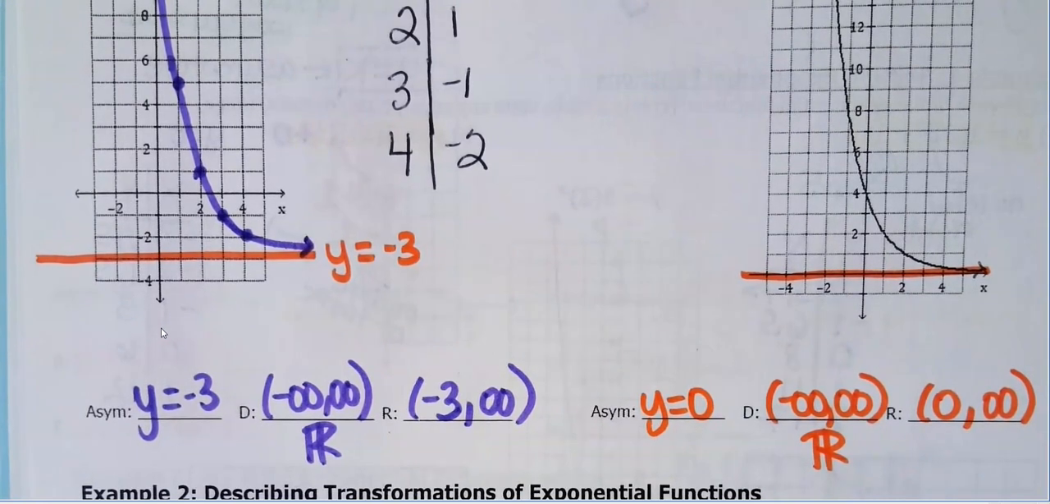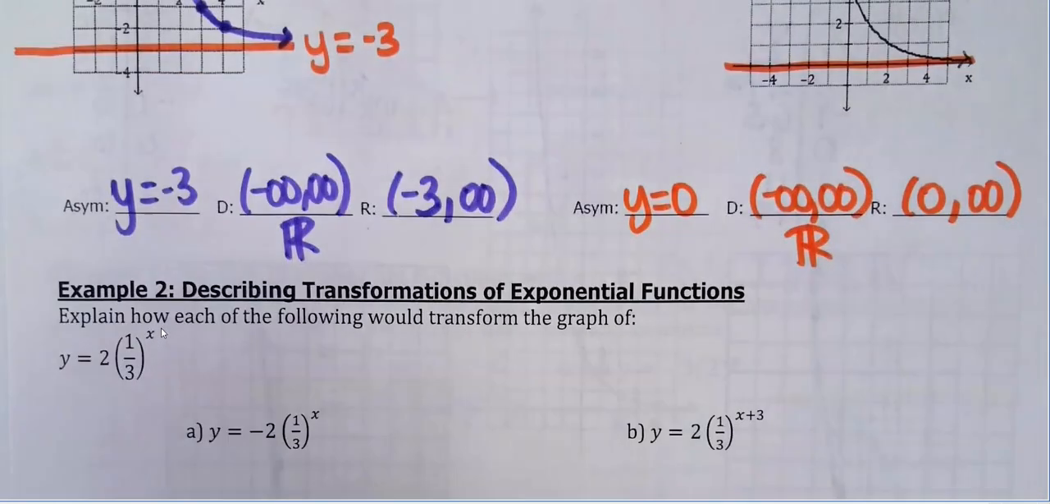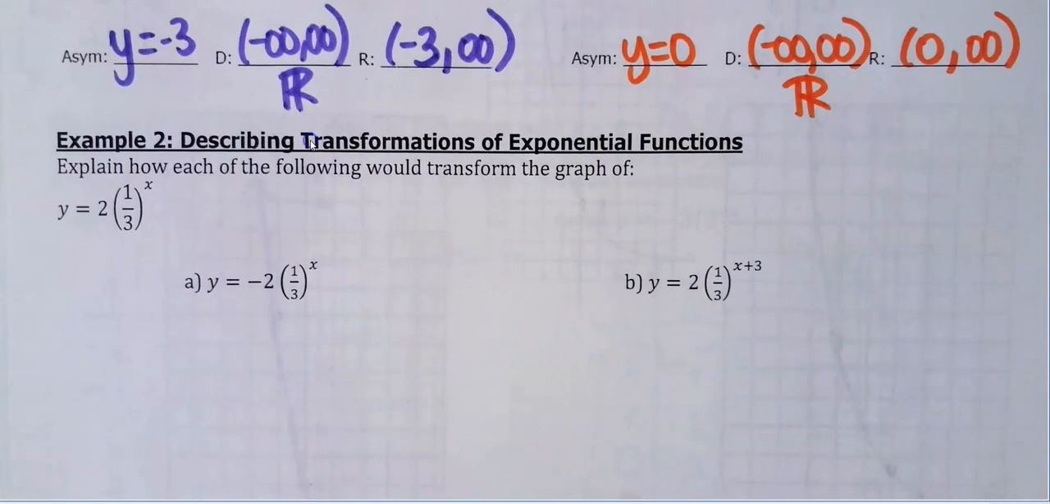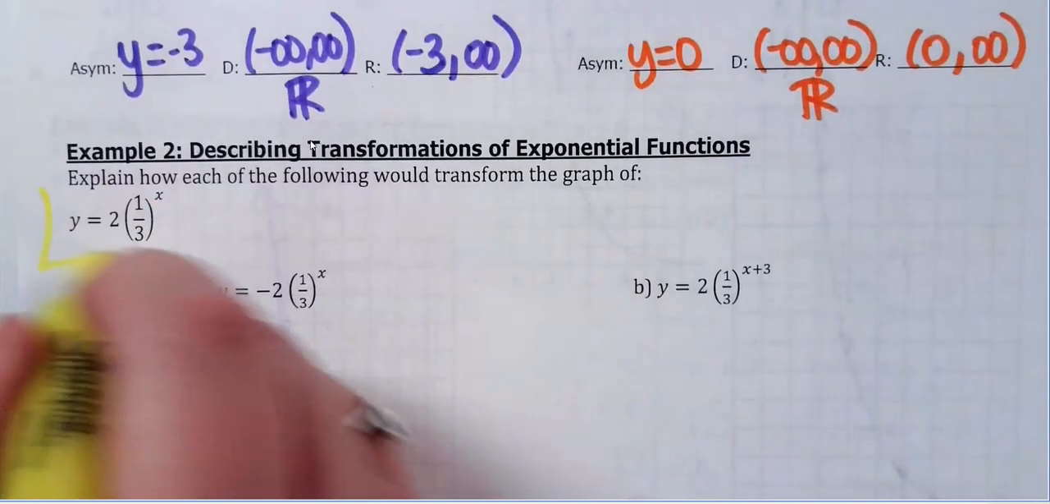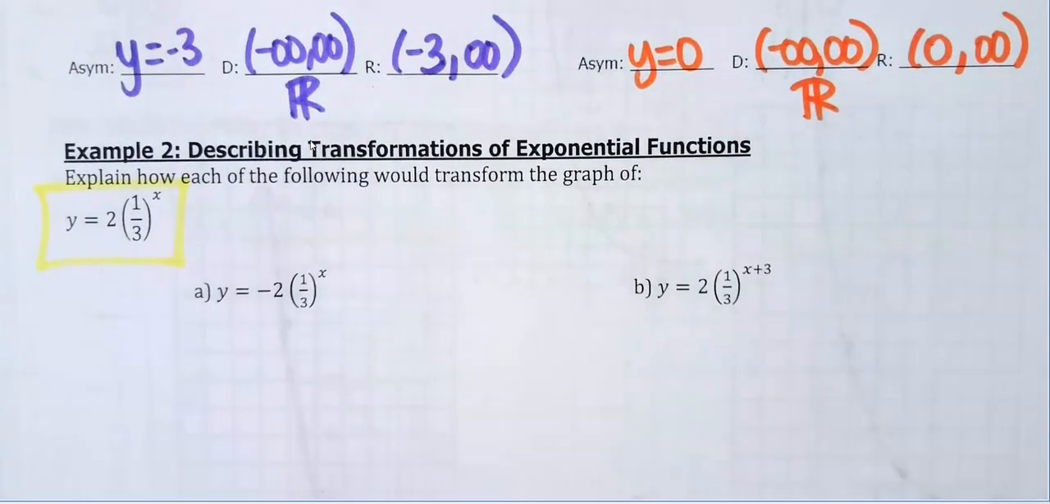Okay, just really quickly at the bottom down here. We don't have to graph anything. I'm just going to give you an equation, and you're just going to tell me, like, how does this change the graph of this original? So the original's right here to the side. Y equals 2 times 1/3 to the x.